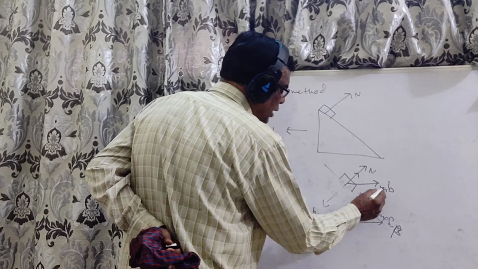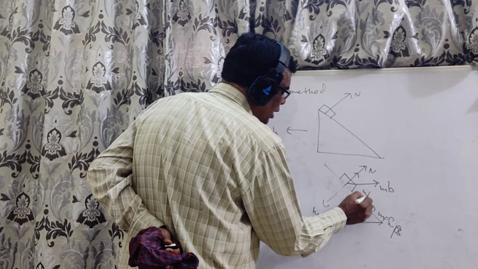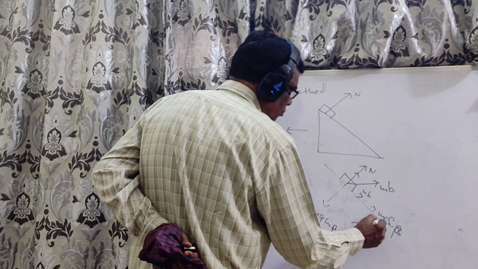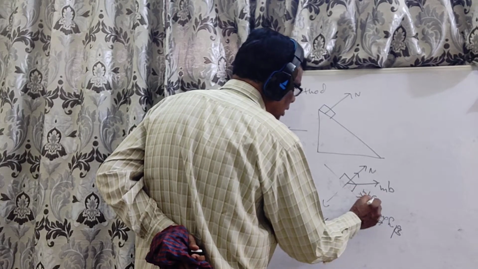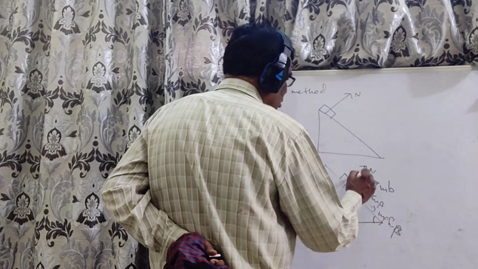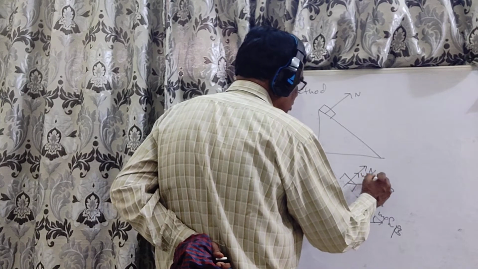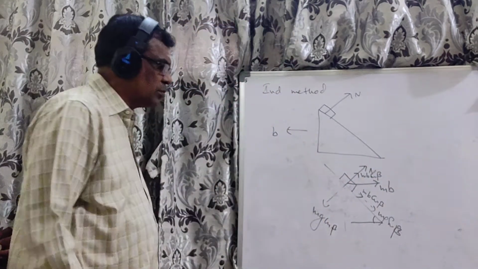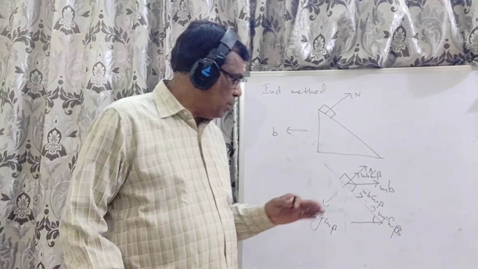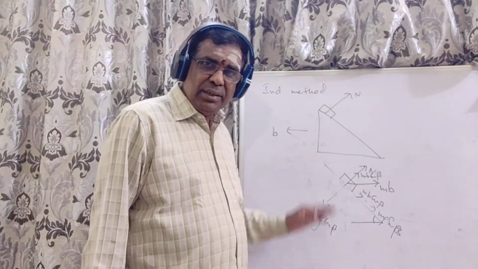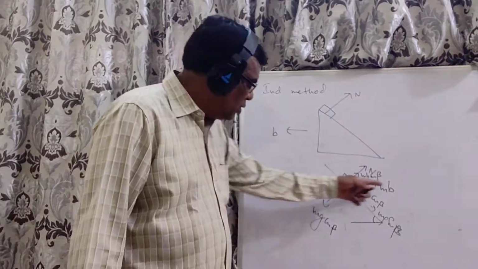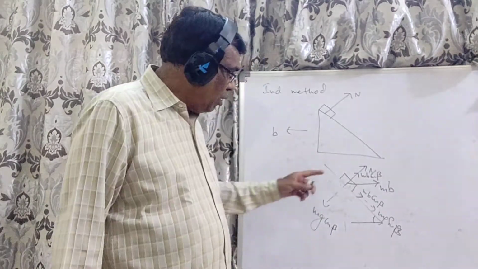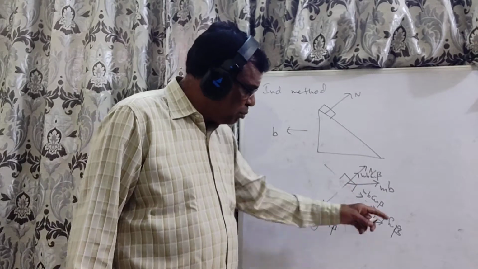So what are you getting here? MB cos beta, MB sin beta, because this is beta. This is beta. Now remember, when I draw the FBD, this is a non-inertial frame. I want to use pseudo force. I have used pseudo force. Now when I write it, I got these two components.